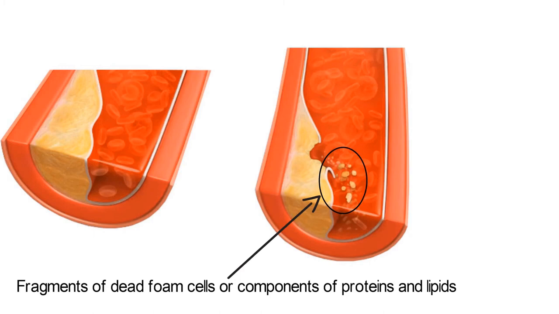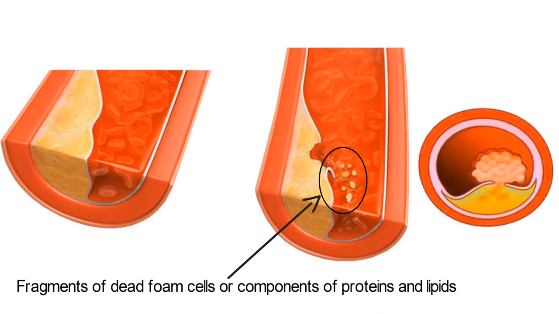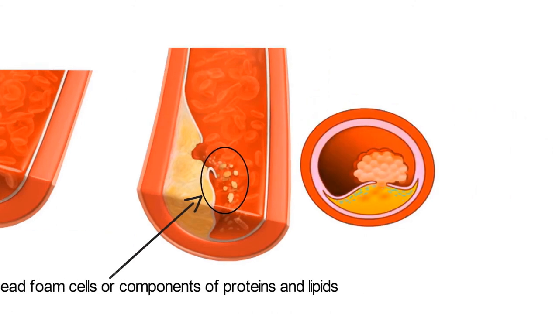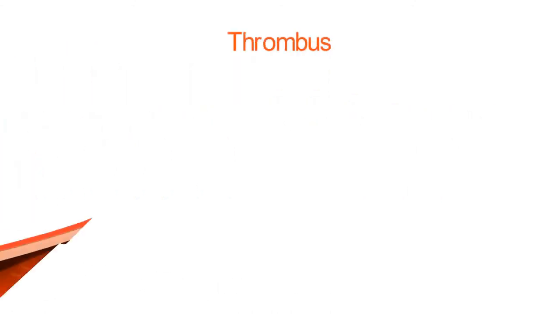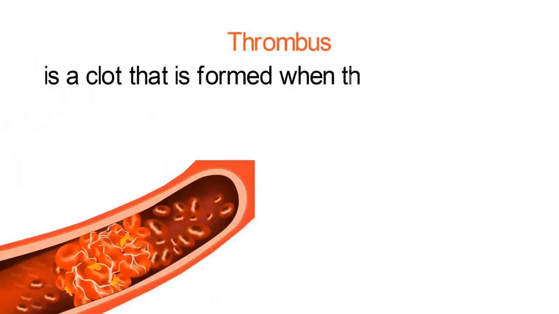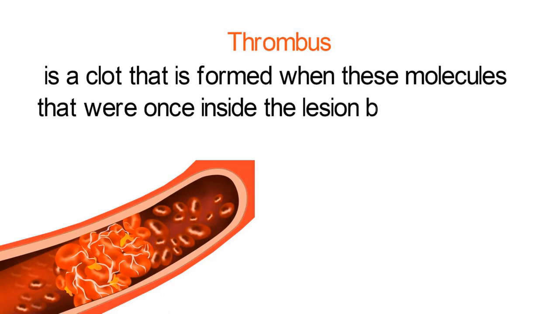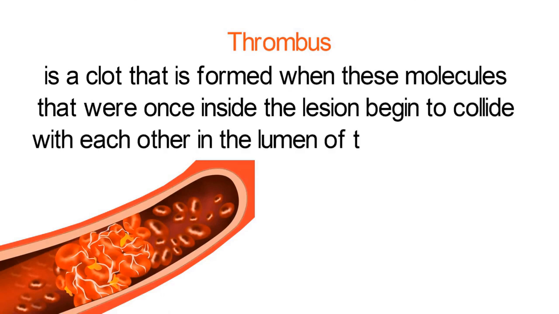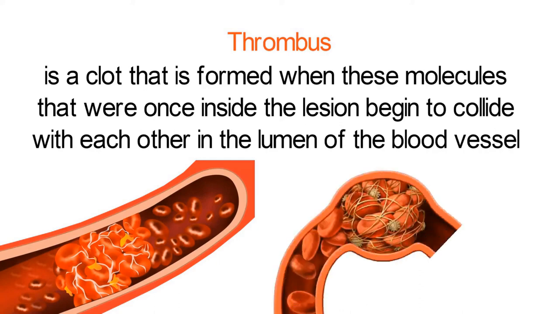lesion ruptures. When these components are released into the blood from the ruptured lesion, they begin to interact with each other, as well as the wall of the blood vessel, and a thrombus begins to form. A thrombus is a clot that is formed when these molecules that were once inside the lesion begin to collide with each other in the lumen of the blood vessel. As the thrombus increases in size, it can damage the vessel wall and block blood flow through the blood vessel.